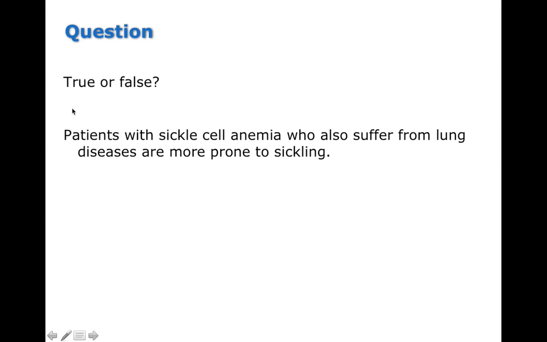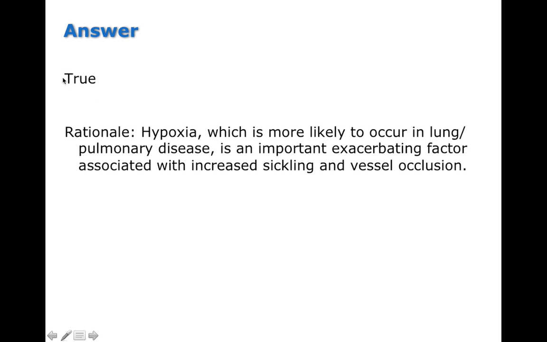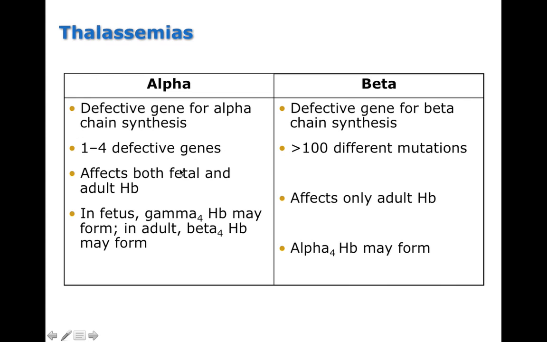So true or false here, it says patients with sickle cell anemia who also suffer from lung disease are more prone to sickling. Is that true or false? We find that that's true, and we just talked about that in the previous slide, where we said that sickle cell anemia can lead to hypoxia because of that sickling, leading to pulmonary disease. Now, it's an important exacerbating factor associated with increased sickling and vessel occlusion, and you can actually get respiratory failure from sickle cell blockage of blood vessels in the lungs.